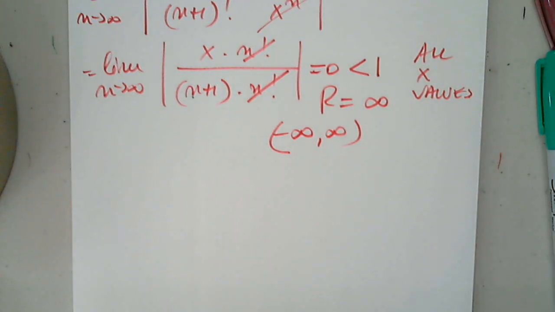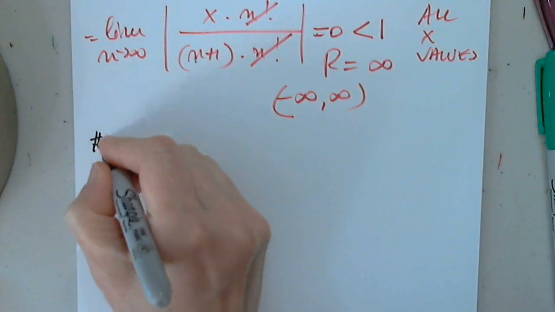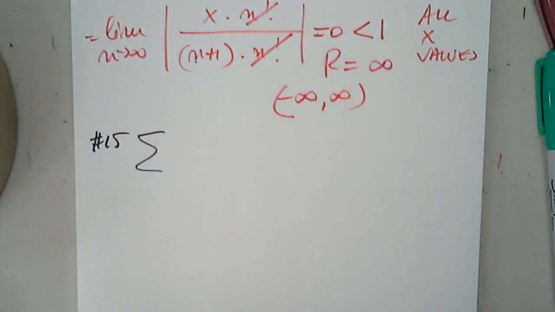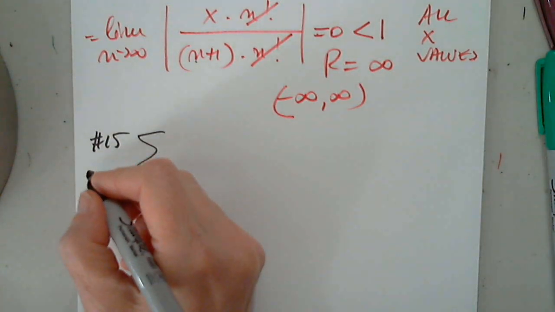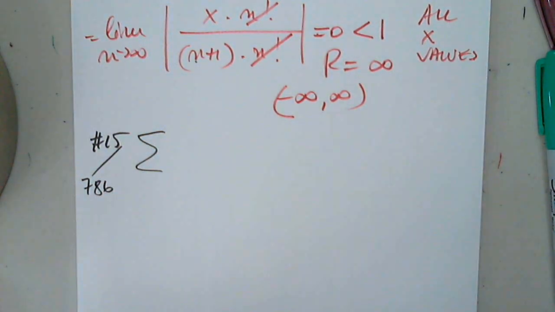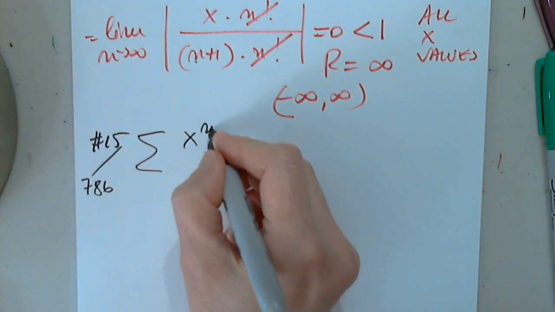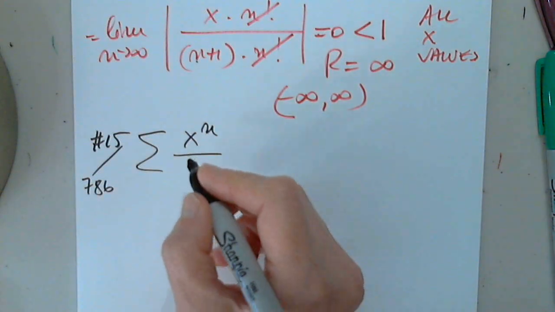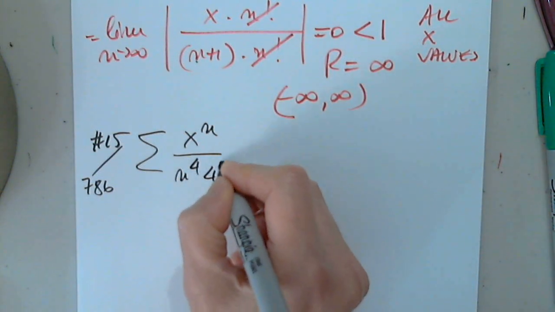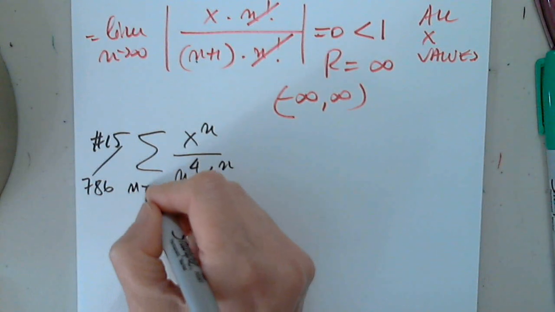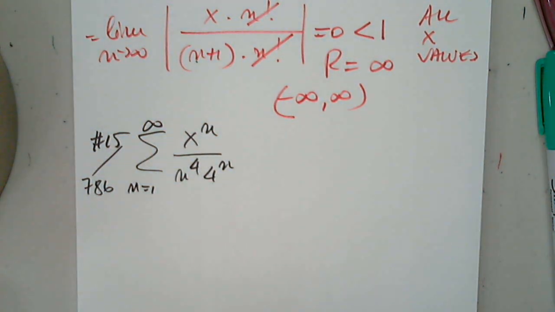Okay, moving on. Let's continue with number 15. Did I mention page 786? Yes, of course, page 786. Okay, so in 15 we have x to the nth divided by n to the 4th times 4 to the nth power, from n equals 1 through infinity.